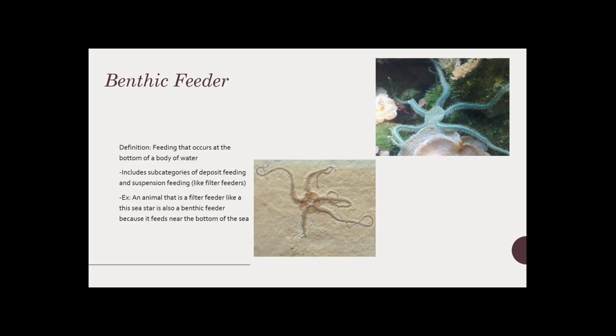So an example of a benthic feeder is a filter feeder like this sea star. I have a picture of both the fossil of one and then a very similar modern day one. So the tentacles here are used to capture bacteria or plankton or diatoms, whatever it is that it's going to be eating. And so the animal is both a filter feeder and also a benthic feeder.